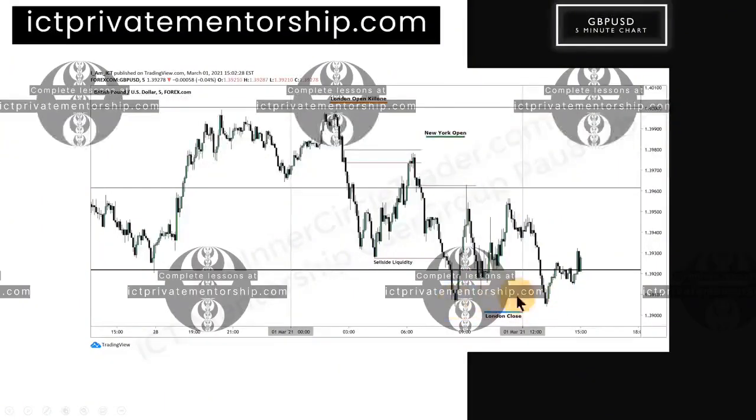But notice there's no symmetry whatsoever except for the continuation with this sell-off here in London close, which is what I've been teaching for the last 2 weeks, how London close can be utilized in sync with the higher time frame.